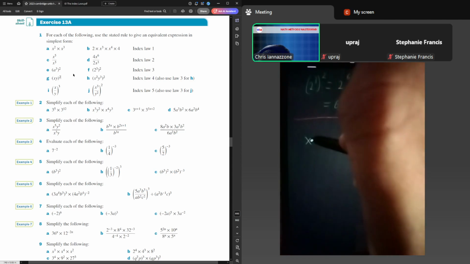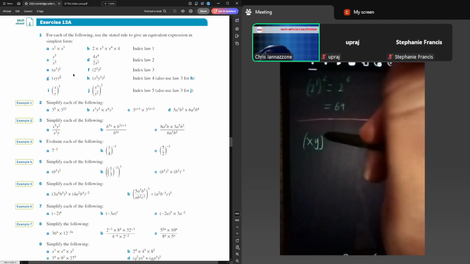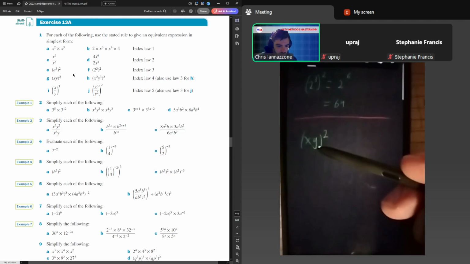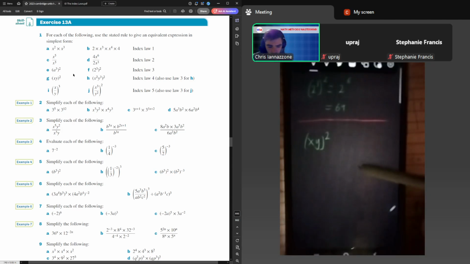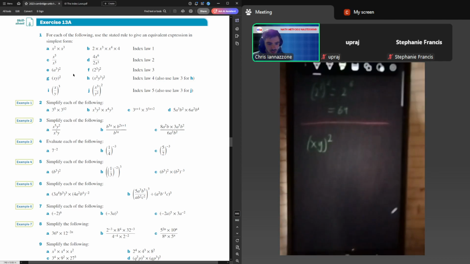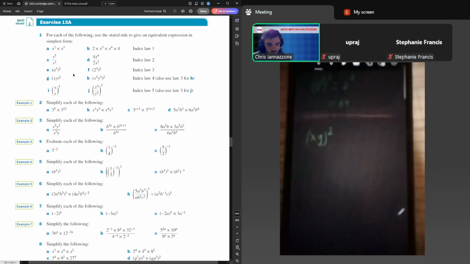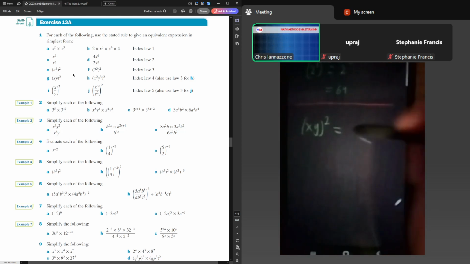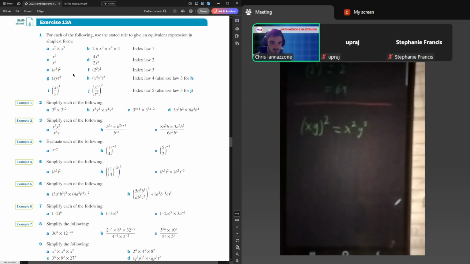So if we have a scenario like this, (xy) all to the power of 2, when two things inside brackets are multiplied together, and then those brackets are raised to a power, what you can essentially do from there is distribute that power to each term. x squared, y squared. It distributes between both.